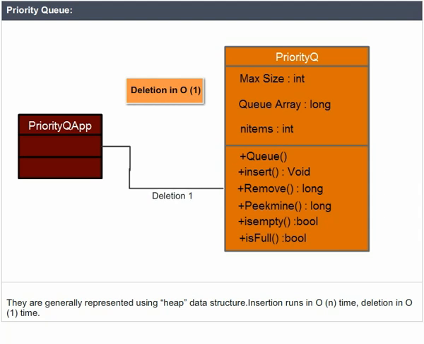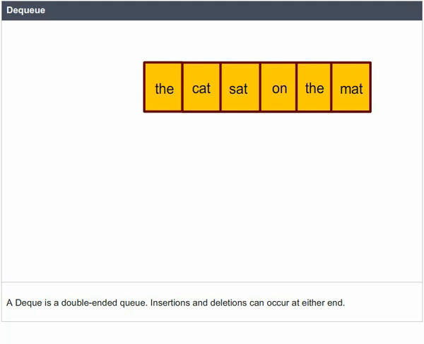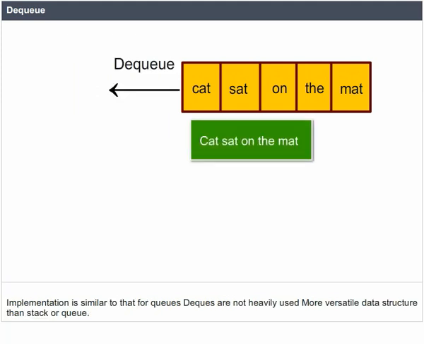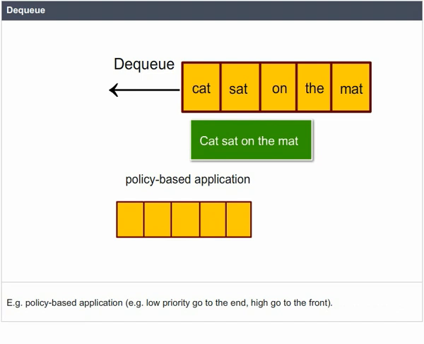DQ. A DQ is a double-ended queue. Insertions and deletions can occur at either end. Implementation is similar to that for queues. DQs are not heavily used. More versatile data structure than stack or queue. Example, policy-based application. Example, low priority go to the end, high go to the front.